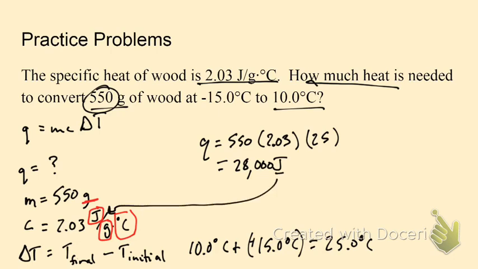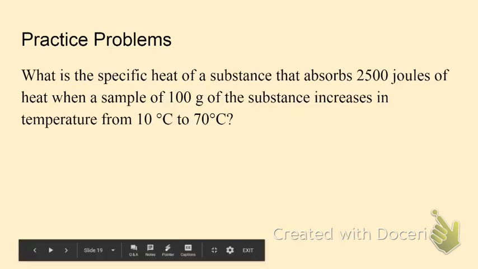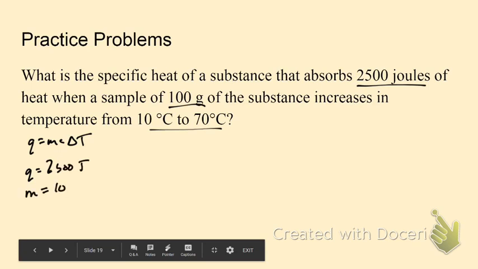Because in my specific heat, it has to be joules. Okay, here's another problem. What is the specific heat of a substance that absorbs 2,500 joules of heat when a sample of 100 grams changes temperature? So we know it's got to be Q equals MC delta T. Q is given to you. Q is 2,500 joules. The mass is 100 grams.